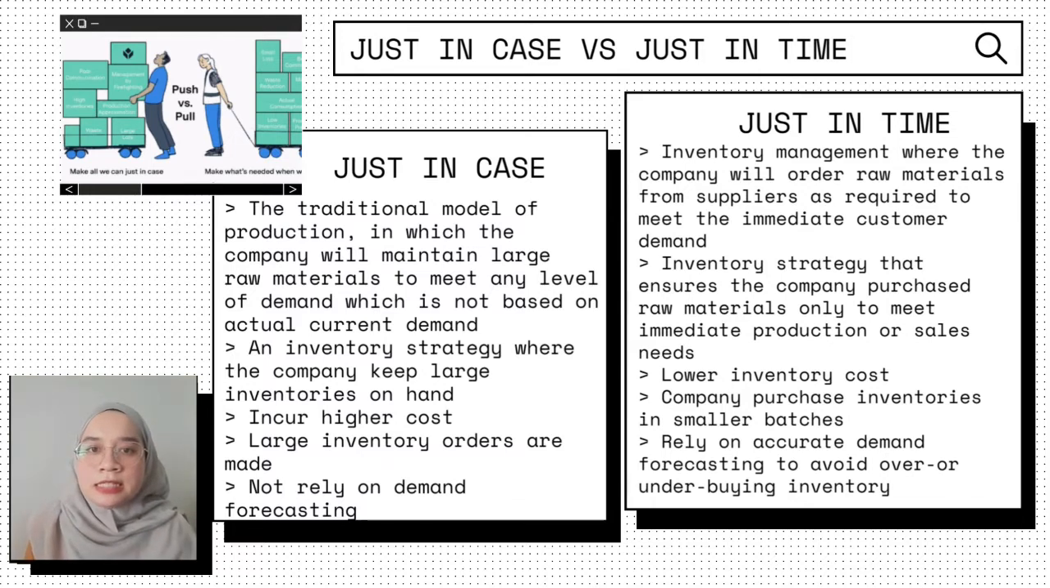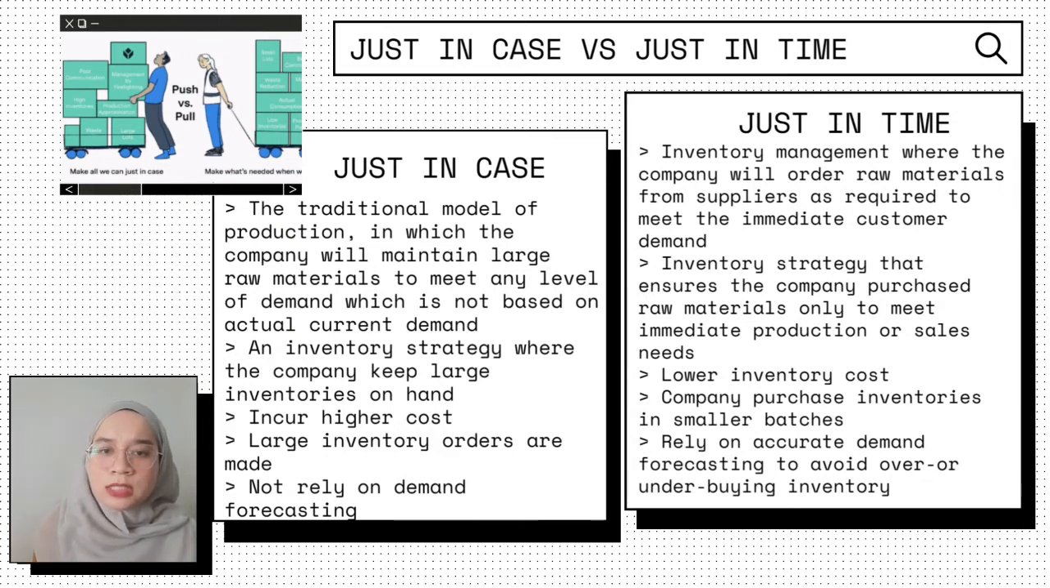I will continue the slide with the difference between just in case and just in time. Just in case is the traditional model of production in which the company will maintain large raw material stock to meet any level of demand, which is not based on actual current demand. In the just in case strategy, the company keeps large inventory on hand. They also incur a higher cost. Large inventory orders are made, not relying on demand forecasting.